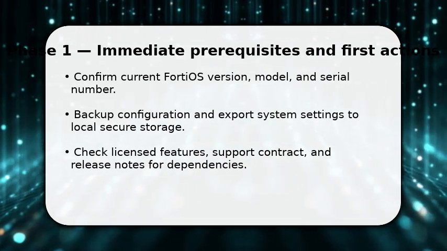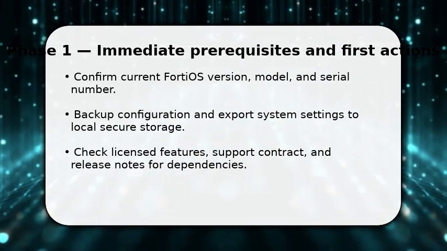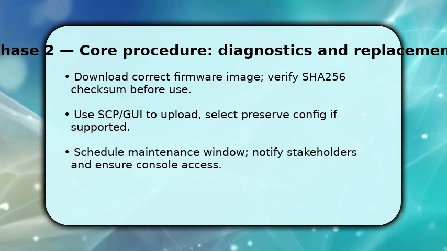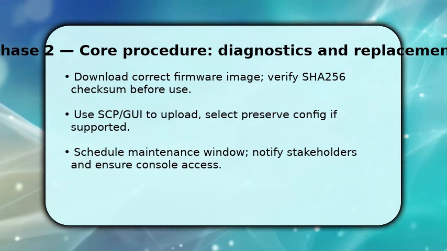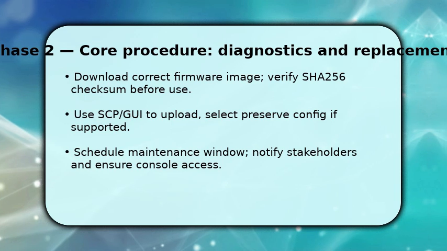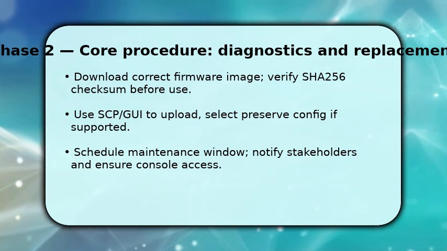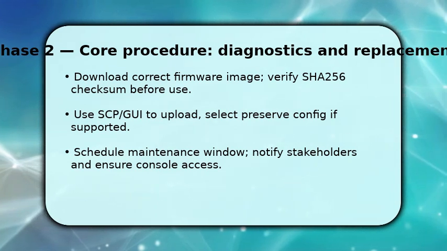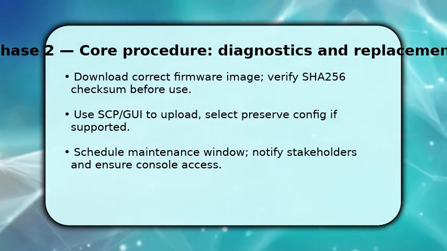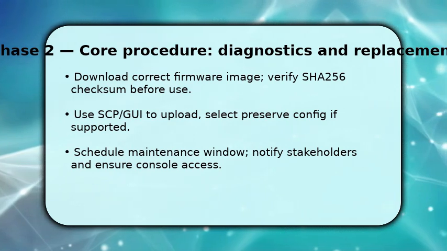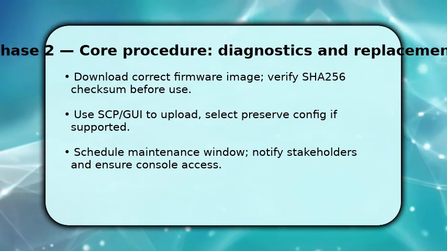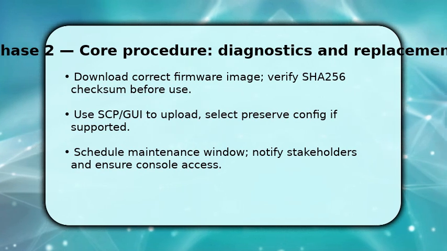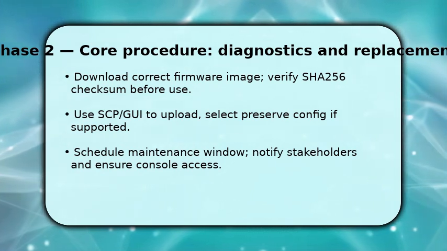You next download the exact FortiOS image for your model and verify the SHA-256 checksum to ensure file integrity. Once verified, upload via SCP or the GUI. Choose the Preserve Configuration option when supported, because that keeps interfaces and policies intact. If a direct jump isn't allowed, stage through required intermediate releases. Apply, reboot, and confirm stability at each step. Also schedule a maintenance window, notify users, and have serial console or out-of-band access.